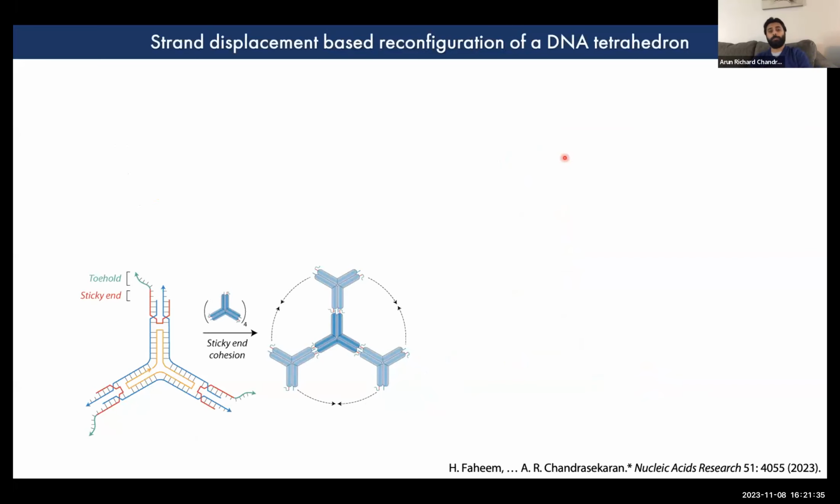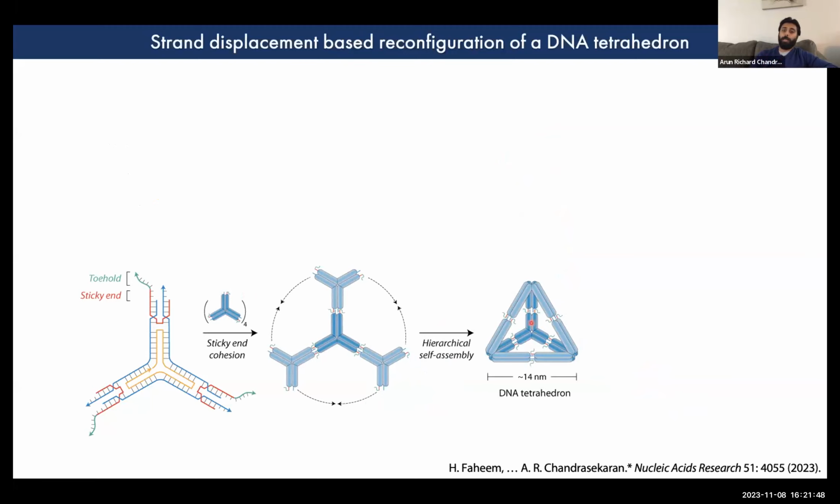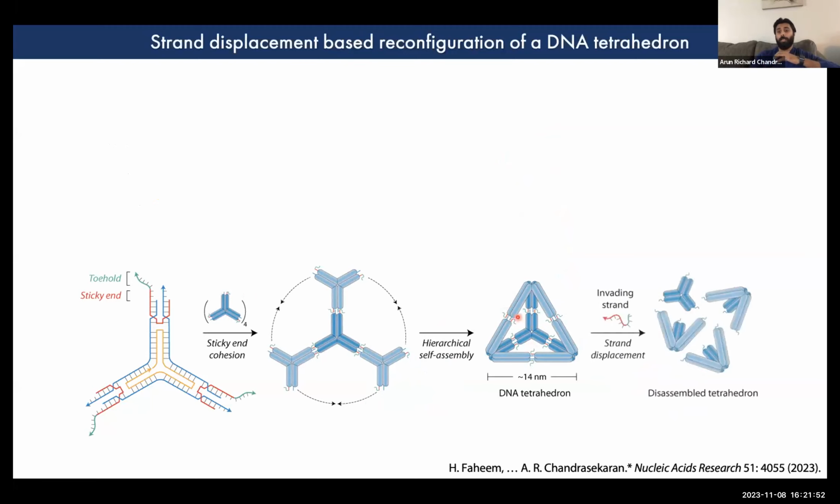And we chose this motif because in assembly, we can control hierarchical assembly where 4 such motifs can connect via sticky end to form a closed object, which is a DNA tetrahedron. And in each arm, there is a toehold that we can use to displace the short strand and make the tetrahedron disassemble into its component parts.